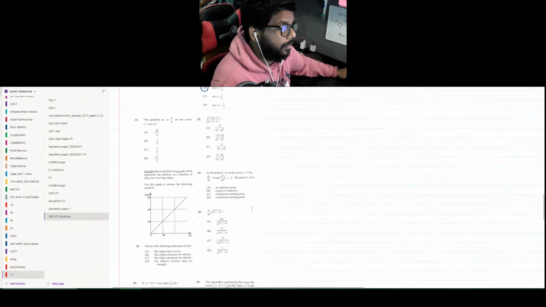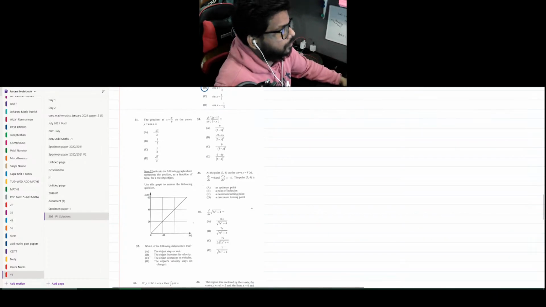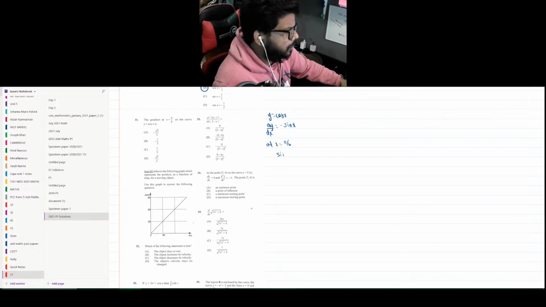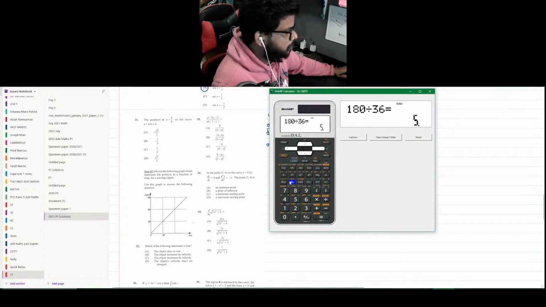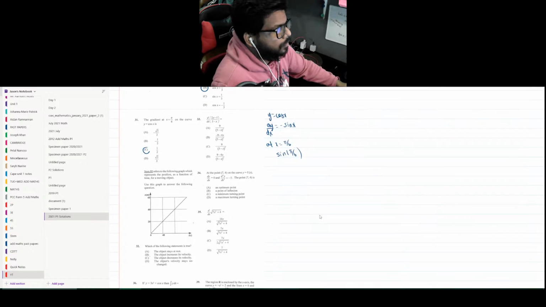The gradient, this is our next repeat question. y is cosine x, dy/dx is minus sine x. At x is pi on 6, we have sine of pi on 6. Check and see what that is. Sine of pi on 6, I think is negative a half. No, positive a half.